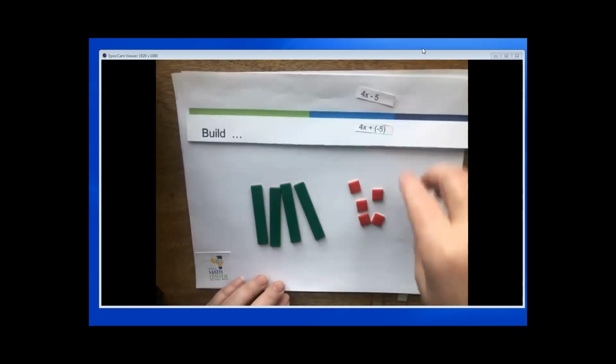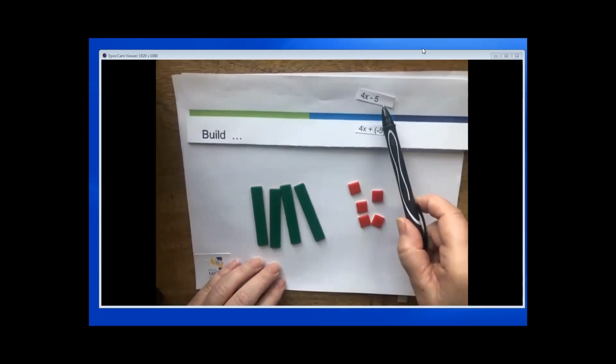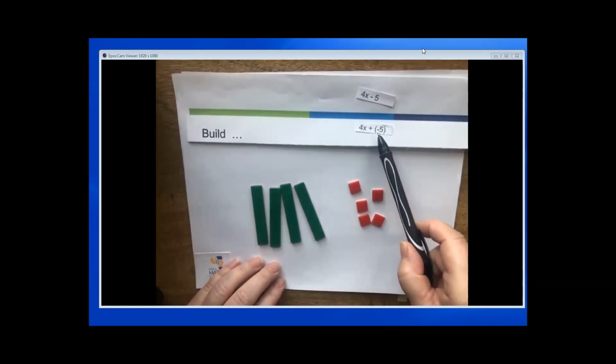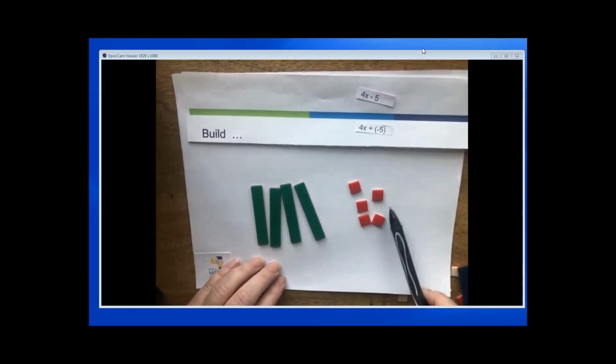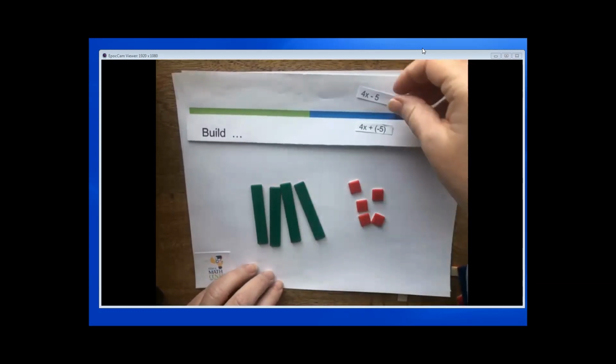Okay, did you notice here? Take a look at this. I have 4x minus 5, and I have 4x and the opposite of 5. Exactly the same, but it really becomes clear when I can build it with a concrete model.